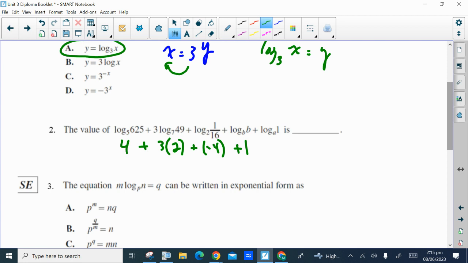Because anything to the power 0 is 1. Right, that's asking a to what power is 1. Anything to the power 0 is 1. So the 4's will cancel. You'll get 3 times 2, which is 6, plus 1 is 7.